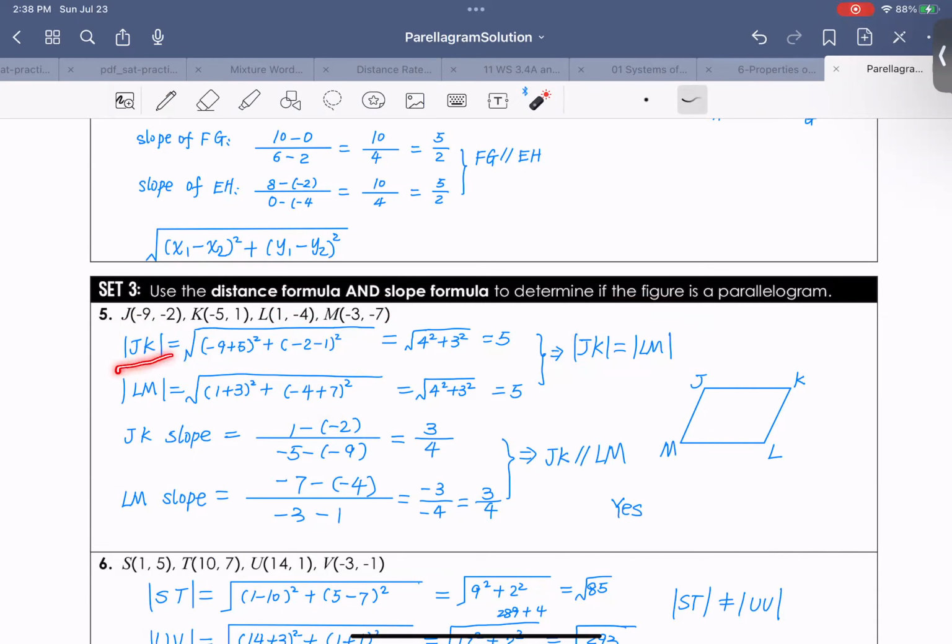And then you will do the JK slope: 1 minus -2, -5 minus -9. And then you do the LM slope: -7 minus -4, -3 minus 1. So you do this, you'll find out that the two lengths are equal. At the same time, these two slopes are equal. So it's going to be a perfect parallelogram.